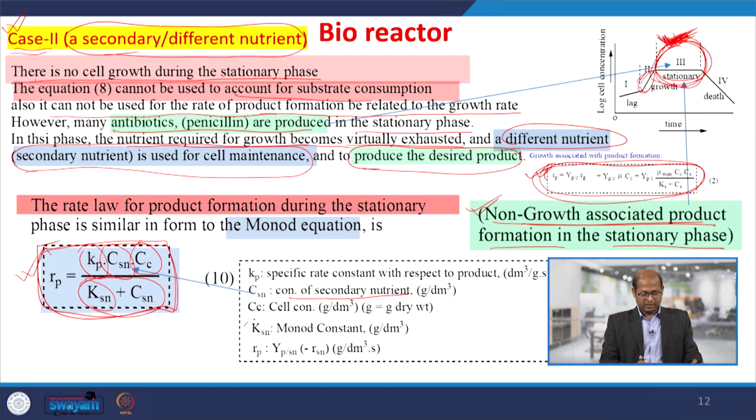Okay. So, here K S n is the Monod constant, C c is the cell concentration, and C S n is the concentration of the secondary nutrient, and K p is the specific rate constant with respect to the product.